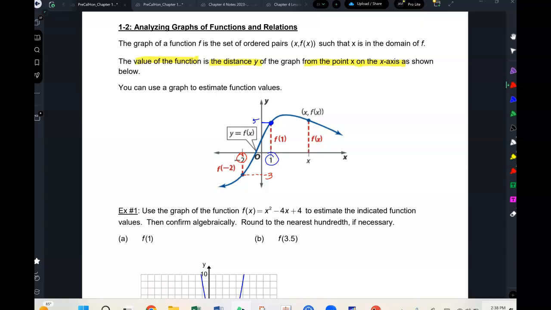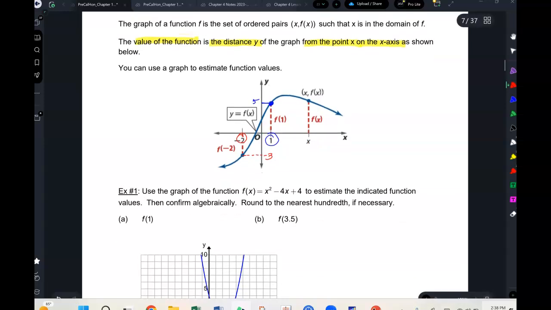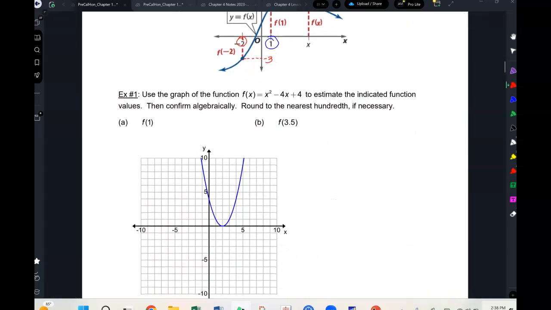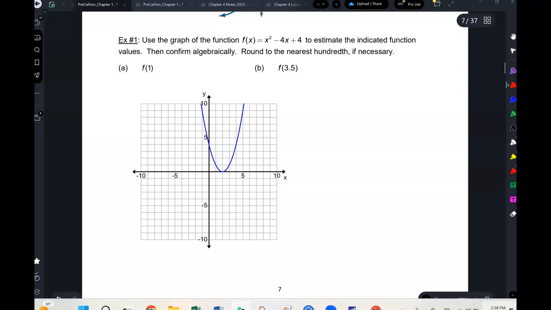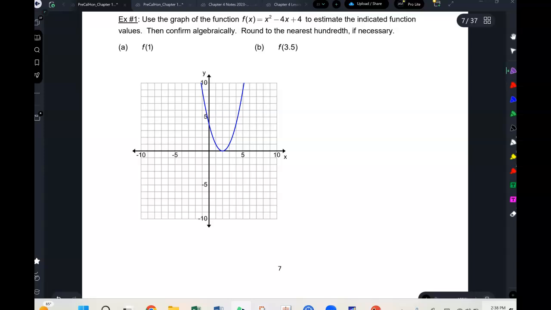Okay. Now, we can obviously use either the function or the graph to estimate y values. So take a look here. We have the function x squared minus 4x plus 4. We can use the graph to estimate these function values and then use the function to find the actual values. So for example, just by looking at the graph, we know that f of 1 equals 1. And then algebraically, f of 1 is 1 squared minus 4 times 1 plus 4. Lo and behold, also 1.